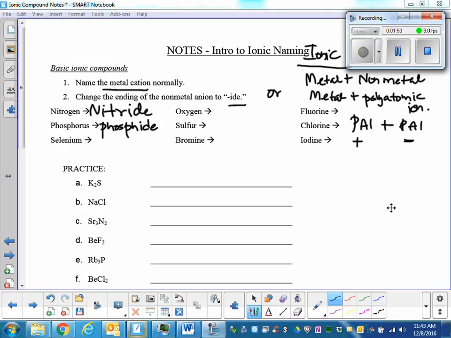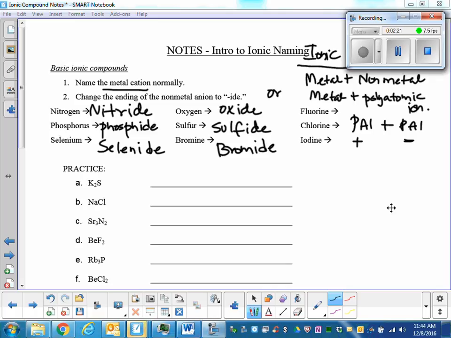Phosphorus will change to phosphide. Selenium will change to selenide. Oxygen will change to oxide. Sulfur will change to sulfide. Bromine to bromide. I think you can do the remaining. Fluoride, fluoride, iodide. Are we good?